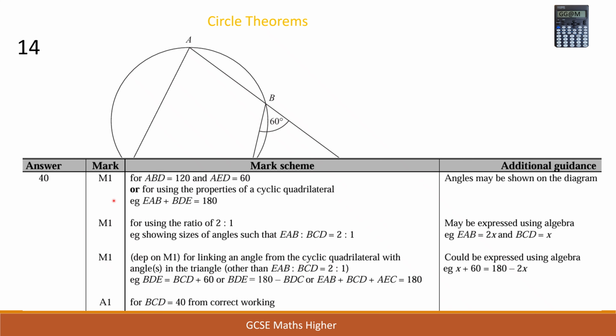Now the mark scheme says there's 4 marks awarded here, M1 are method marks, and these are the methods here to show you how to get the answer. The answer was 40, so if you've got 40, give yourself a big tick.